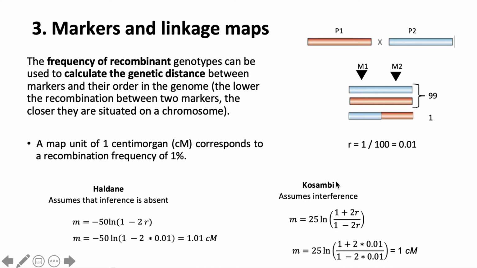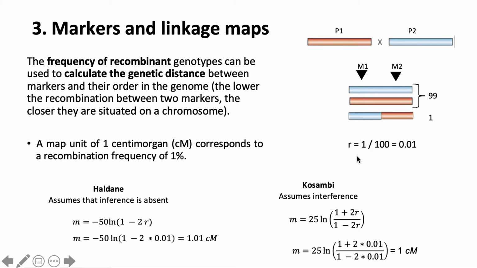And if we use Kosambi, again, all the elements are constant values, but R. If we replace R here, you can see that the value with Kosambi is equal to 1 centimorgan. That means that we have one individual that has recombination in the 100 individuals in the population. And that is true, so Haldane and Kosambi are equivalent, but only until R is not bigger than 0.30.